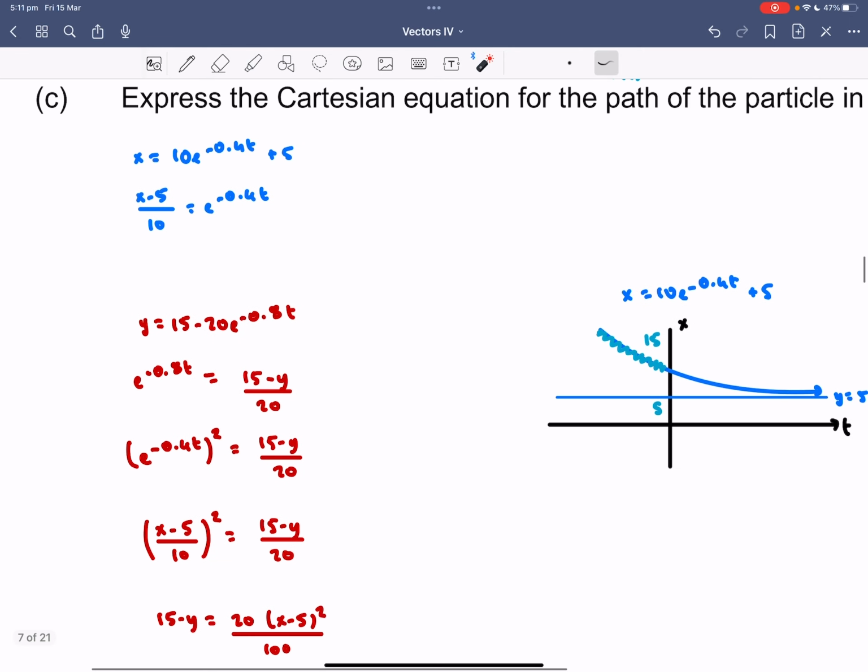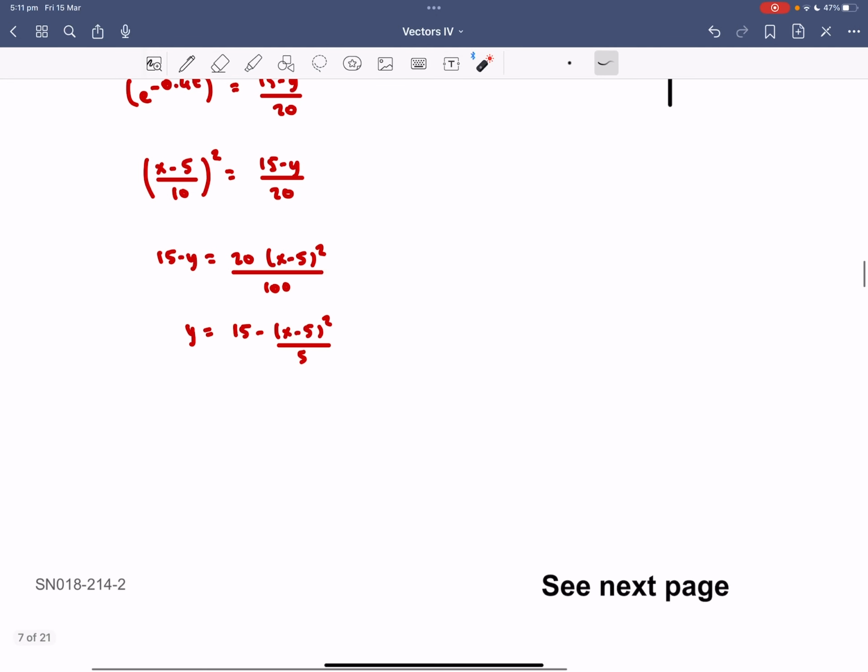As soon as you got rid of the t, you lost information. As soon as the time was substituted out, we lost information about time. So I always look back and see whether I need to give a suitable restriction to the domain. I reckon there'll be quite a few kids that would have forgotten to give a suitable restriction for the domain.